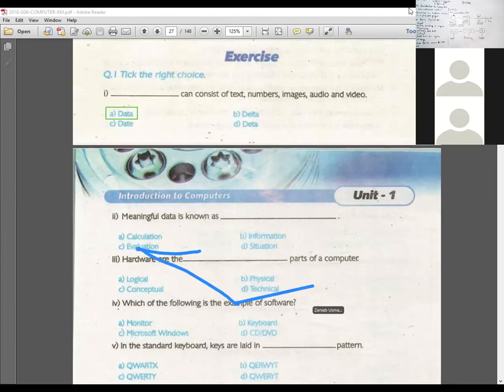Then we will go for question number 2. Meaningful data is known as dash. So meaningful data is known as dash. Option A, calculation; B, information; C, evaluation; D, situation. So the option B will be the right answer, information.